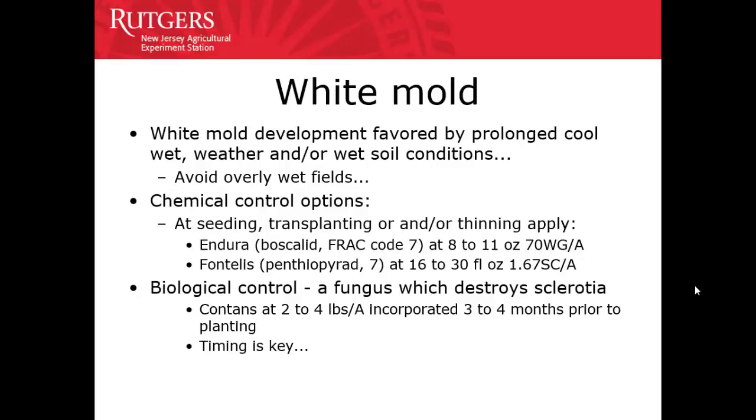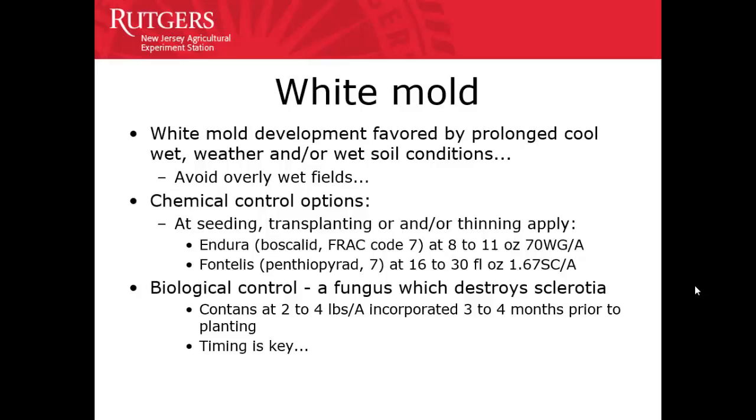From a control standpoint, there's not a whole lot of options. You'll find these in the 2016 Commercial Recommendations Guide. You should have gotten one if you registered. Options would be Endura, which is boscalid, a FRAC code 11 fungicide, at transplanting or thinning, as well as Fontelis, which is just another FRAC code 11 fungicide. So there are very limited control options.